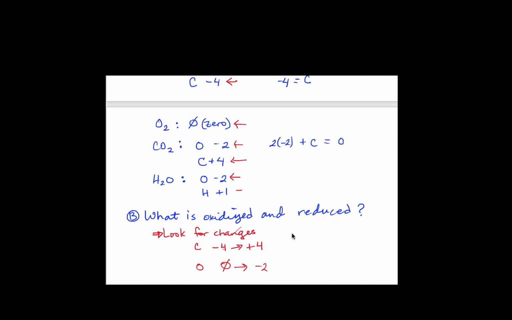So each of these two changes, when I went from -4 to +4, I am losing negative charge here, so this is oxidation. And when I go from a 0 to a -2, that is increasing the negative charge, which means that the oxygen was reduced. Oh, I wrote oxidation, so we'll write reduction here.